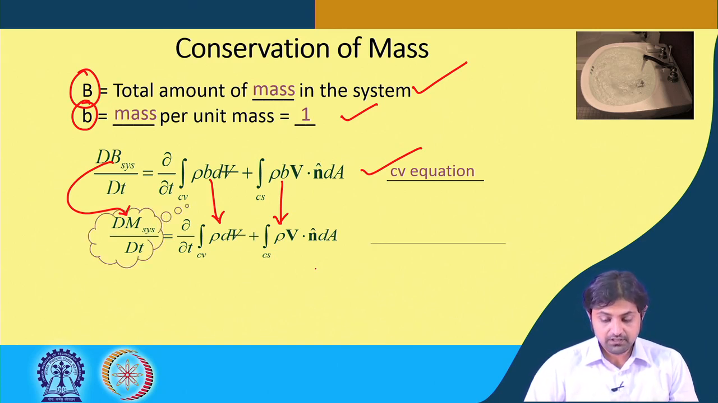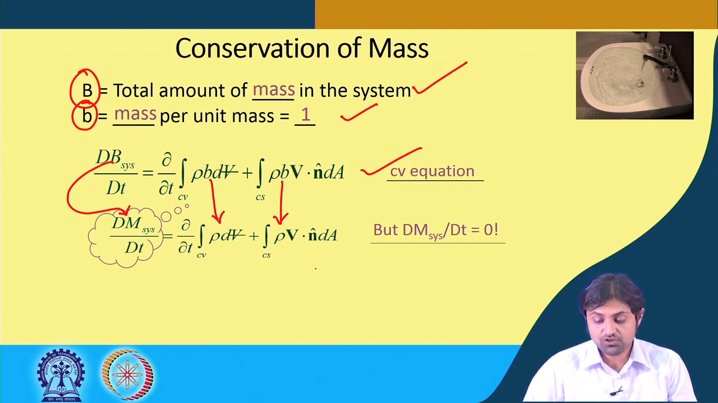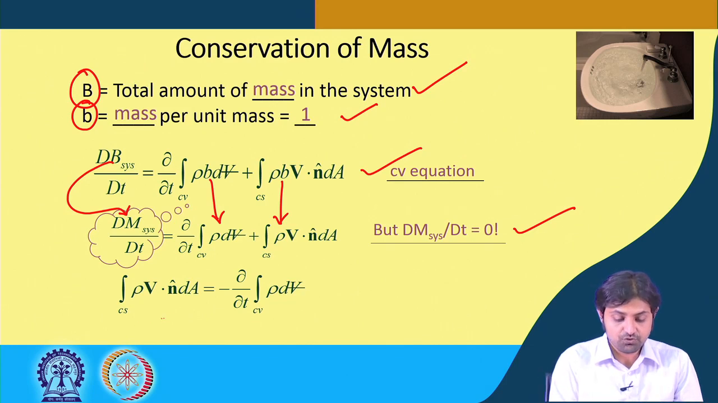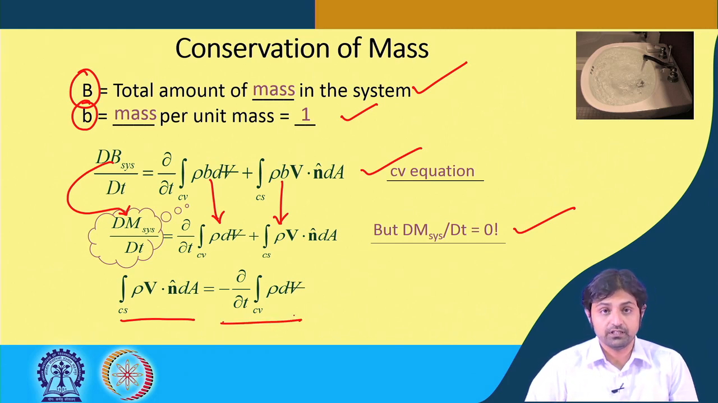So what is this? We know that in the conservation of mass, the total rate of change of mass of the system with respect to time, capital Dm system by dt, is equal to 0. Okay, so we can simply write for the control volume that the integral of rho V dot n dA over the entire cross section should be equal to minus del by del t of the integral of rho dV. This is the equation that we get by substituting B system as mass of the system and small b as 1, as we have seen. So this is actually nothing but a continuity equation.